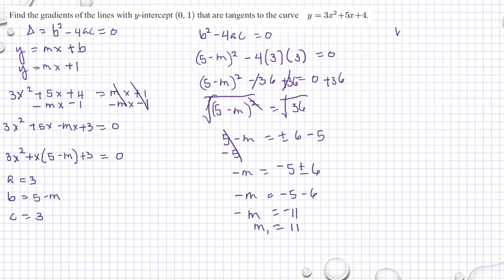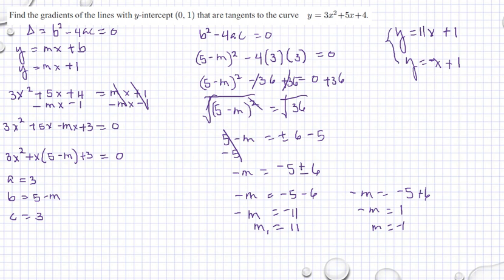So we have y is equal to 11x plus 1. Another possibility, we have negative m is equal to negative 5 plus 6. We have negative m is equal to 1. m is equal to negative 1. y is equal to negative x plus 1.